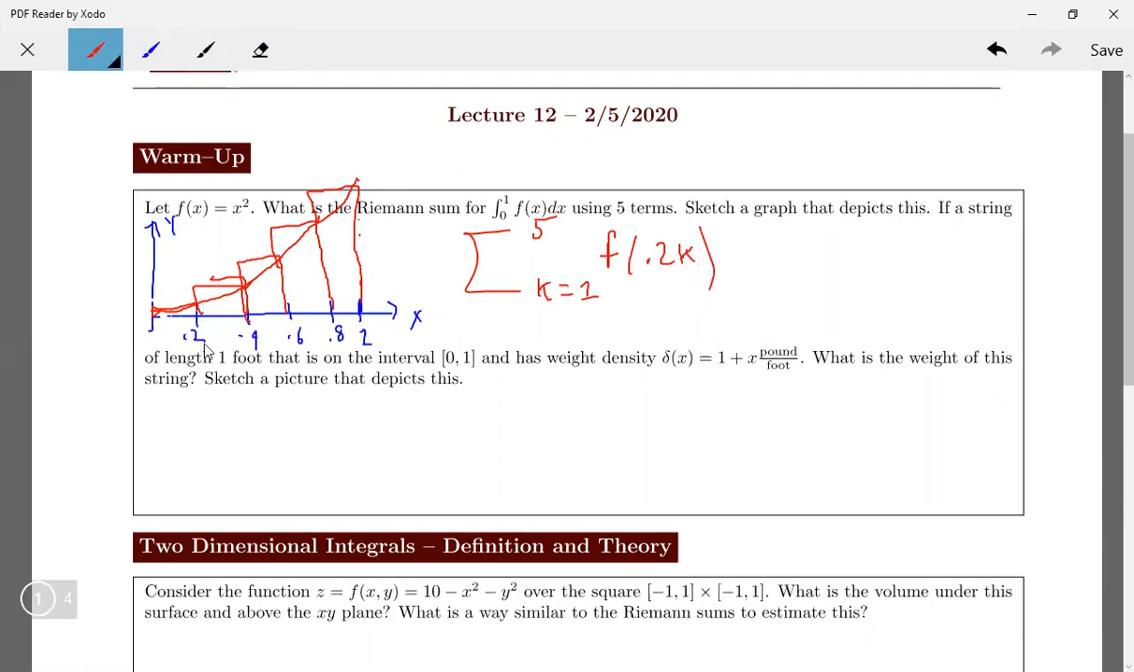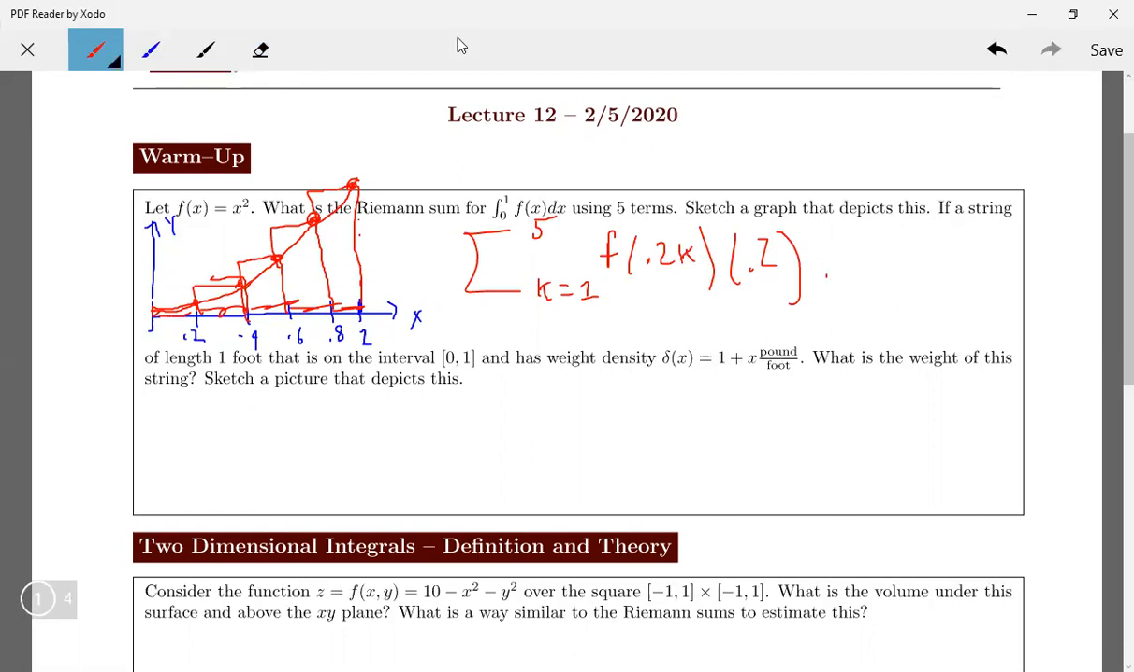So when k is equal to 1, 0.2 times k is 0.2. When k is equal to 2, 0.2 times k is 0.4. When k is equal to 3, it's 0.6. When k is equal to 4, 0.2 times k is 0.8. And when k is equal to 5, 0.2 times k is 1. And now we multiply by the width of each one of these rectangles. The width of each one of these rectangles is 0.2, or we would call this delta x.